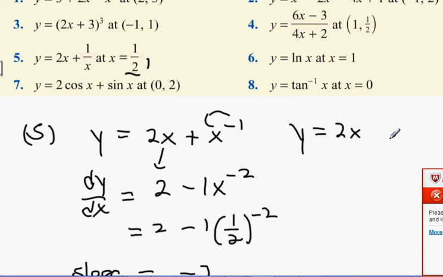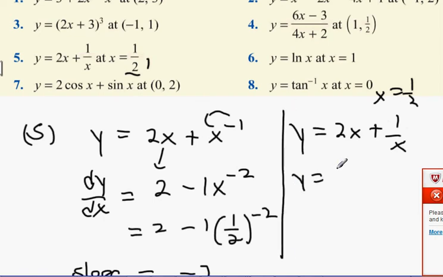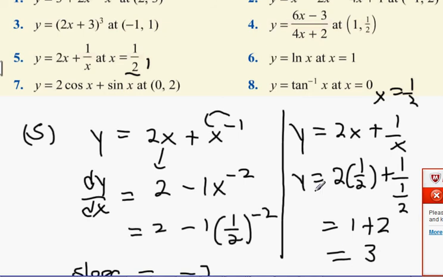Okay, so 2x plus 1 over x, x equals a half. So what we're going to do here is work out what y is: y equals 2 times a half plus 1 divided by a half. It's going to be 1 plus 2, which is 3. And that point therefore becomes a half, 3.